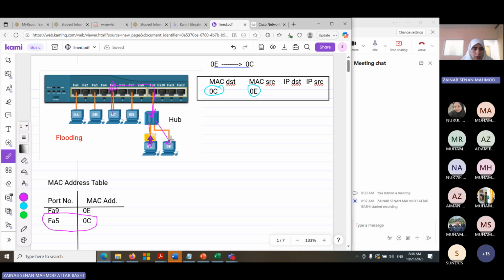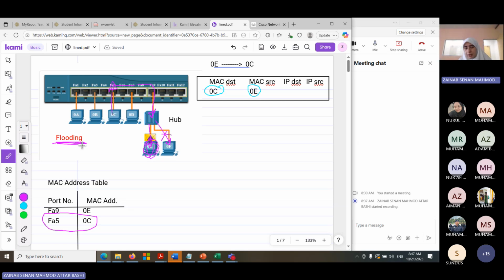Now, since we have that one, if 0F is not mine, I'll ignore. The other one simply will process whatever is inside the frame. So that's simply by time. The MAC address table will have all the information about every single device connected to it. Later, flooding will be no more used, or at least it will be used in a very, very minimum, or very, very few times only.